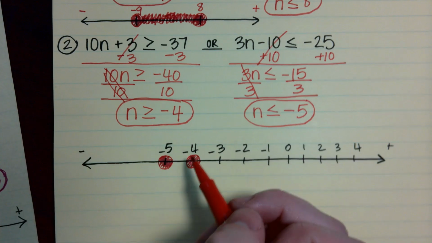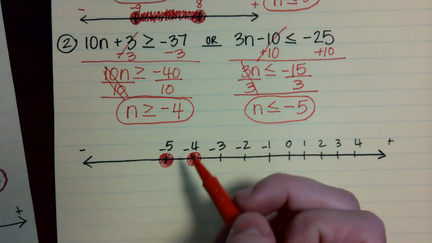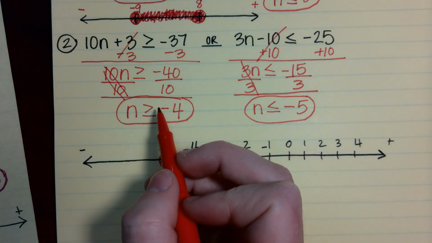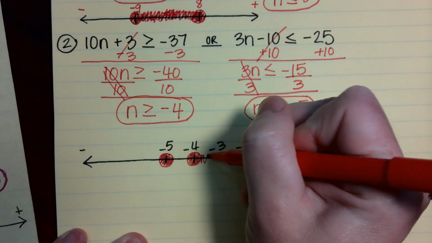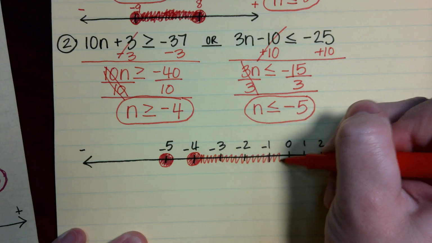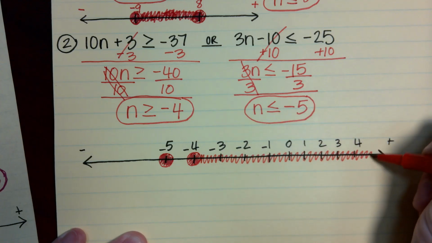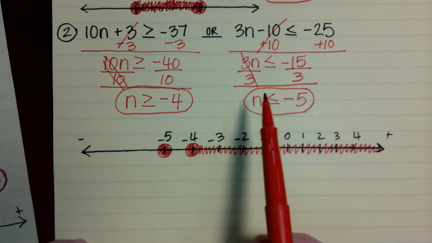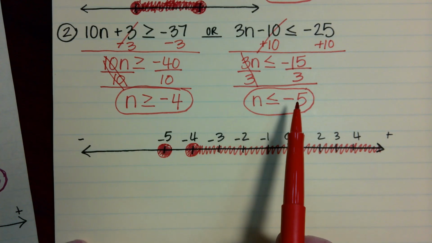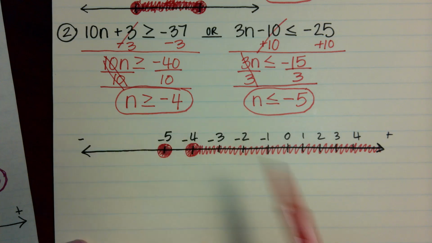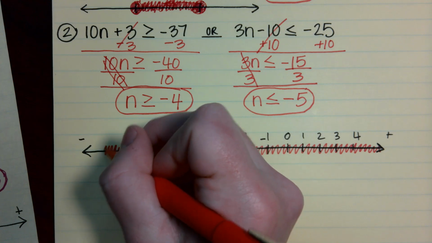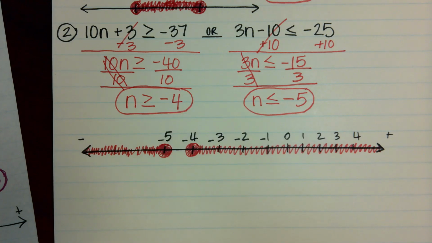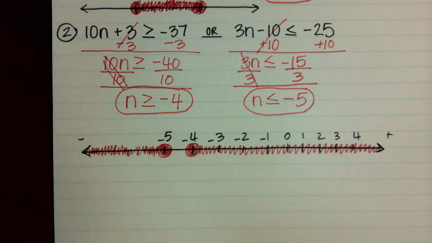And just in case we forgot, let's just look at our symbols and see why they face away. I've got n is greater than or equal to -4. So I need to shade any number that's bigger than -4. And n is less than or equal to -5. So less goes to the left. I'm going to shade any number that would be smaller than -5. And that's our answer. Okay guys, not so bad, huh? You guys got this.